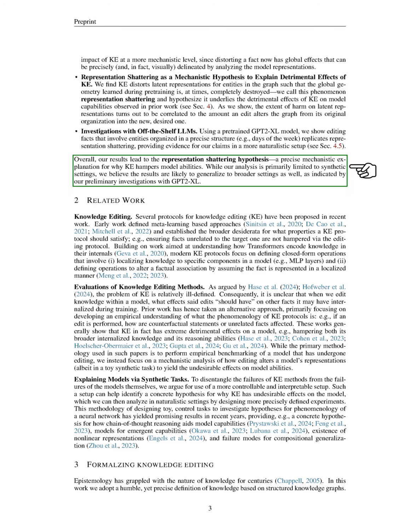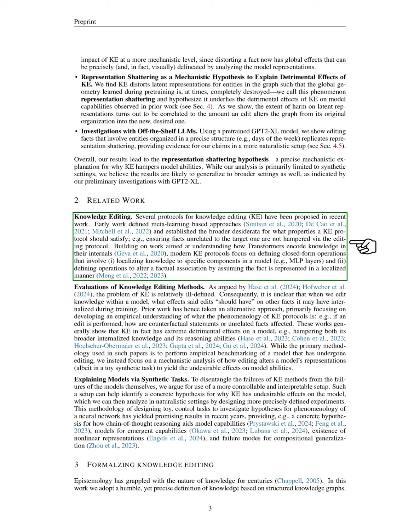Section: Related work. In this section, we discuss related work on knowledge editing, K. We note that various protocols for KE have been introduced recently. Early research focused on meta-learning approaches and outlined the essential properties that a KE protocol should meet, such as ensuring that unrelated facts remain unaffected by the editing process. Building on studies that explore how transformers store knowledge, current K protocols aim to define specific operations that target knowledge within certain model components, like MLP layers, and modify factual associations by assuming that knowledge is stored in a localized way.